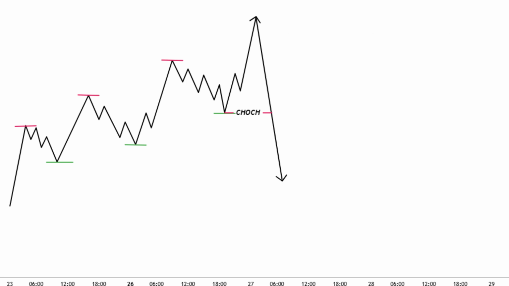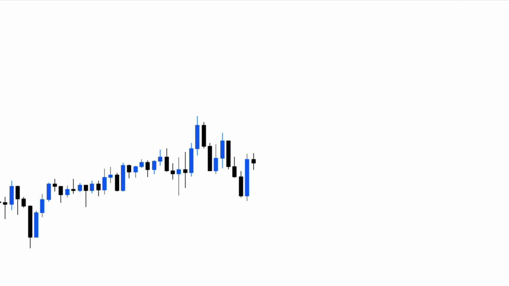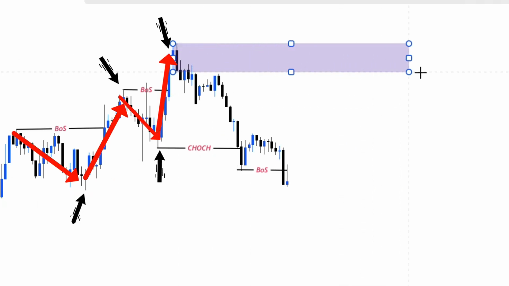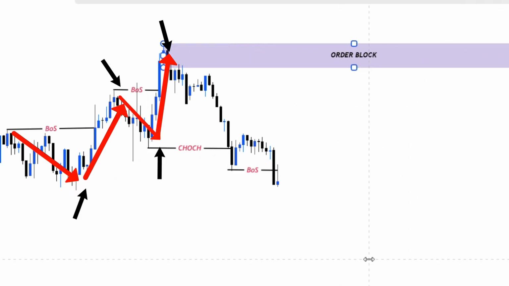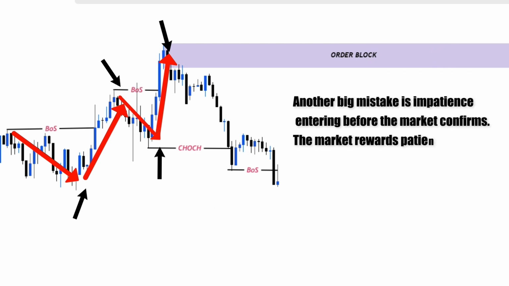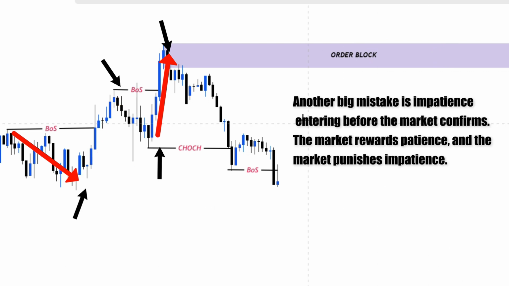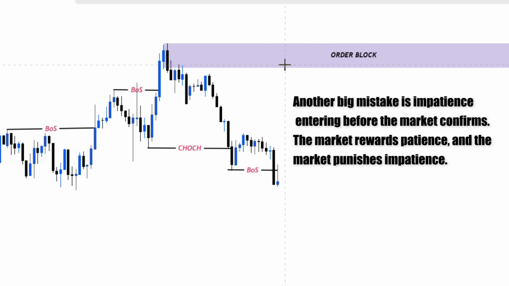One of the biggest beginner mistakes is marking structure on tiny candles. Noise is not structure. You want to focus on clear swing highs and clear swing lows. Another big mistake is impatience, entering before the market confirms. The market rewards patience, and the market punishes impatience.